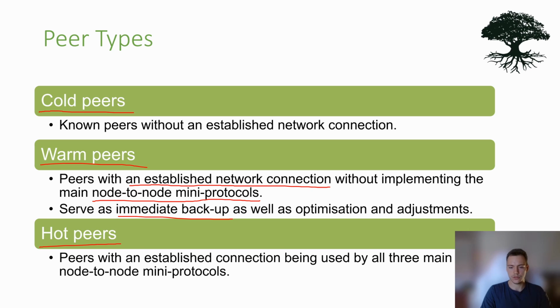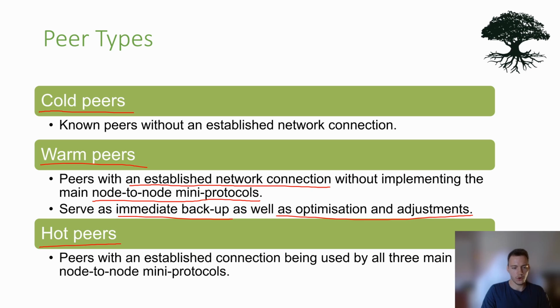But it also serves as optimization and adjustments, because like we said, the peer-to-peer governor is constantly assessing which peers are the best ones to connect to result in the best block propagation. So it might decide that a warm peer should be promoted to an active one in order to optimize the work of our node. So two main uses there.